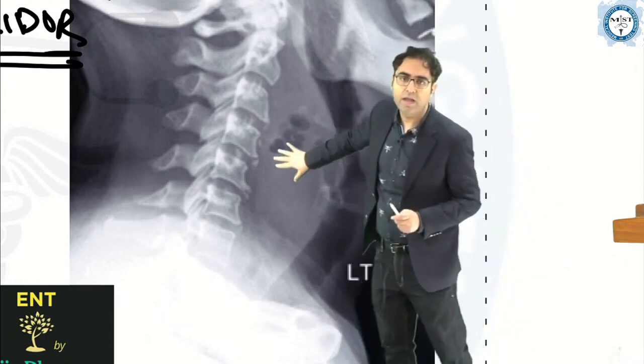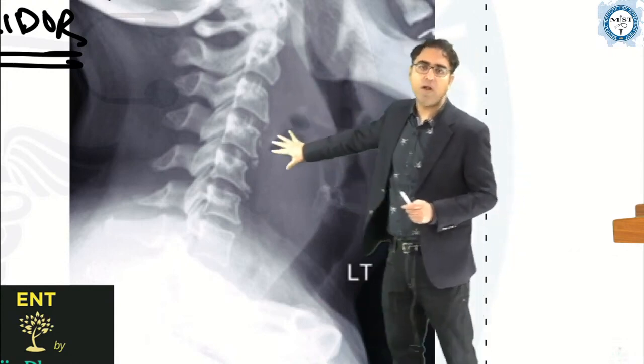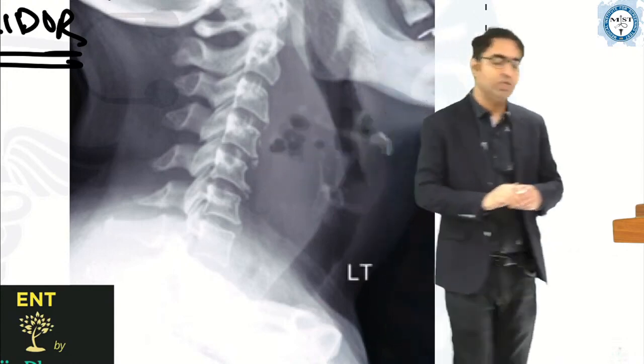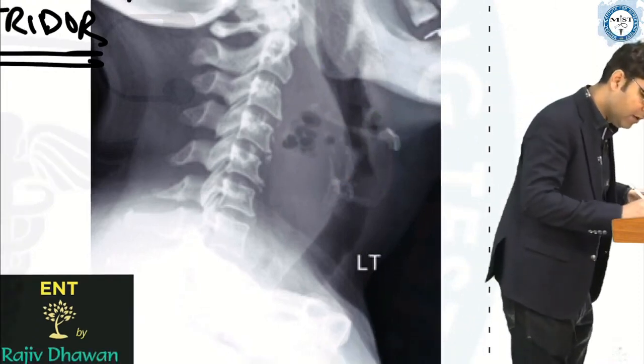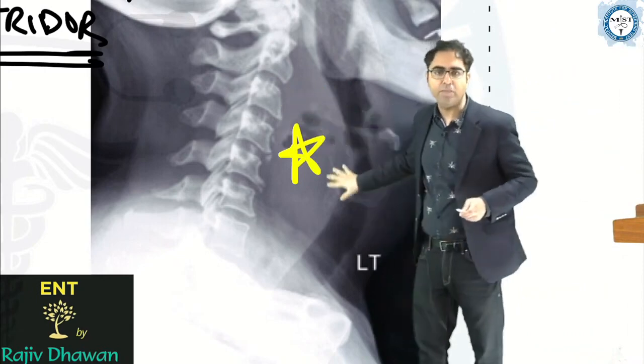This is the area of the abscess, beta. Behind the pharynx, there is a big white shadow. This is called widening of prevertebral shadow. Let me put a star over there. This is what I'm telling, beta. This is the widening of prevertebral shadow.